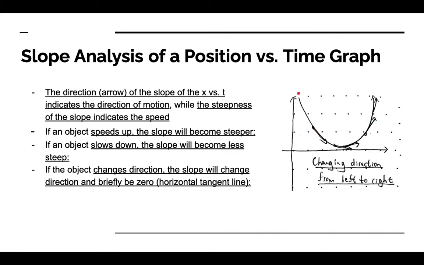In more layman's terms, we can see that our position is decreasing right here, so we're heading towards the left, and then after this time we can see our position begins to increase, indicating we're changing direction, heading towards the right. Hence, this is how we can use slope to analyze a position versus time graph.